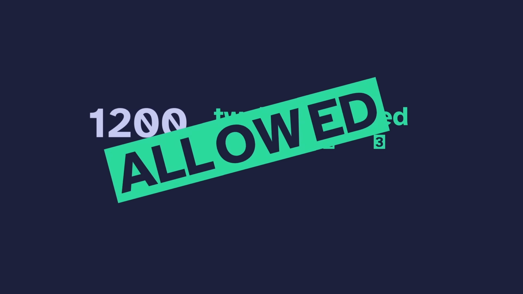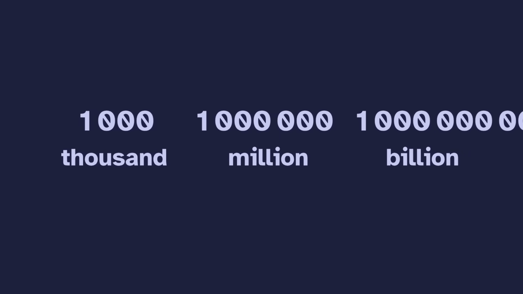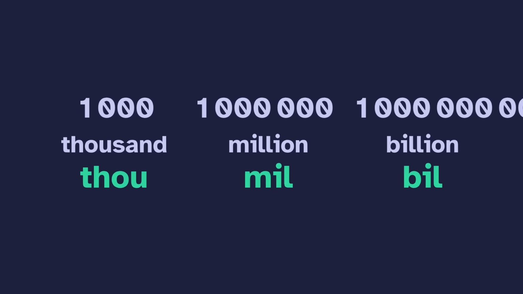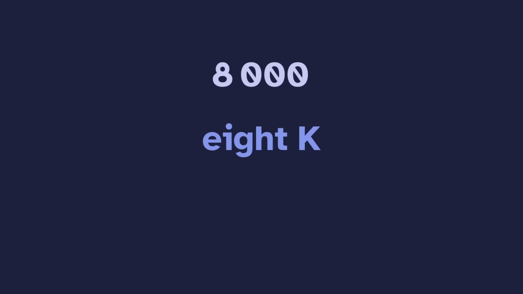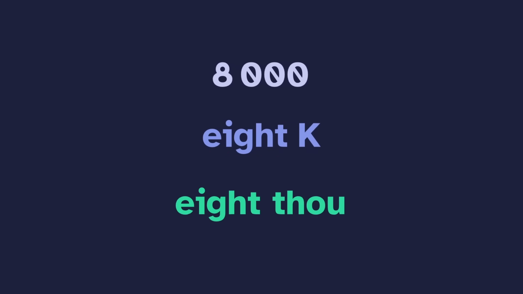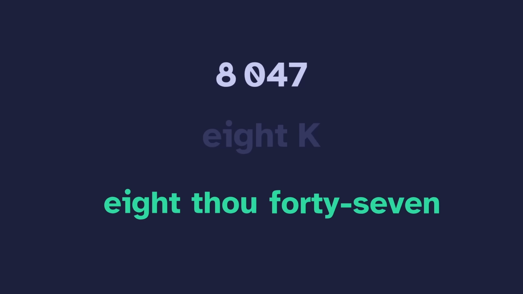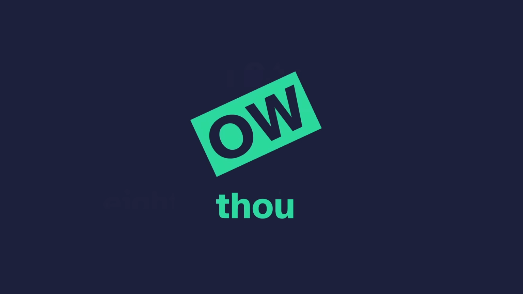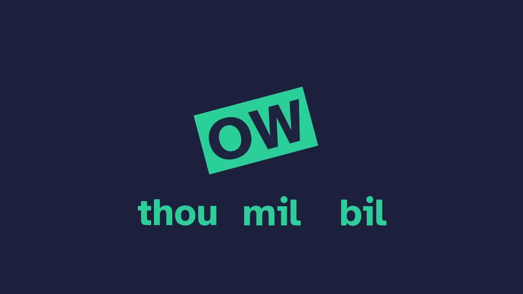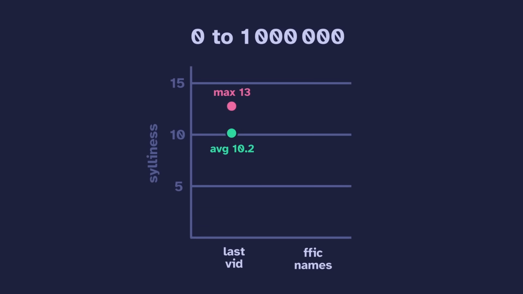You scared me. We also had the suggestion to shorten thousand, million, and billion to thou, mil, and bill. Hmm. I agree with mil and bill, but thou is kind of weird. What about k? 8k does sound more natural than 8 thou, but like 8047 still sounds like a number, but... Yeah, okay, I see where you're going. So let's ow, thou, mil, and bill. By using these fish names, we save a silly. The average drops to 9.3, and the max drops to 12.